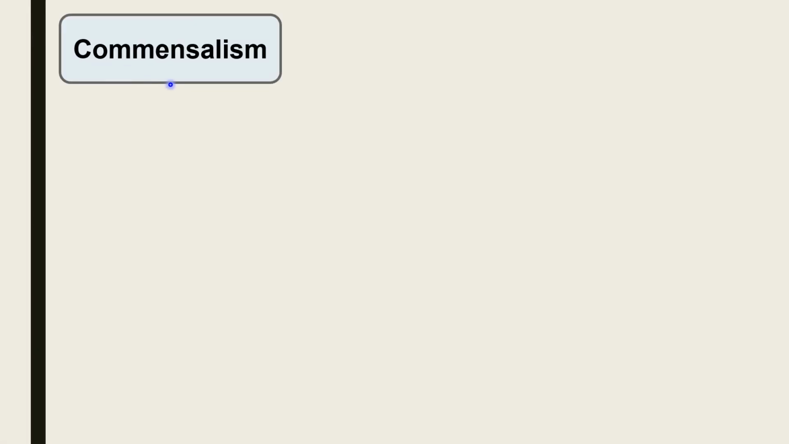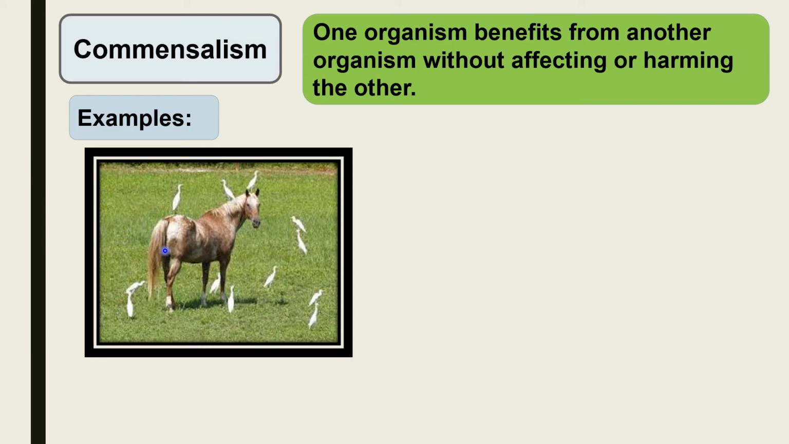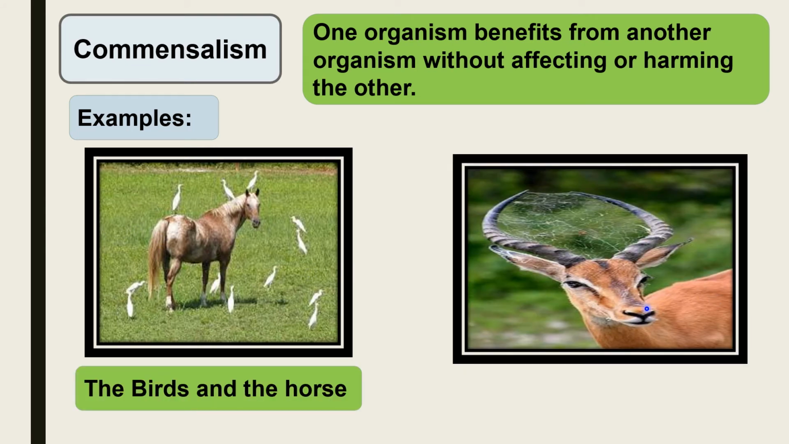Next, commensalism. In commensalism, one organism benefits from another organism without affecting or harming the other. So only one organism is benefited, and the other one has no effect or harm. Examples of these are the horse and the bird, and the deer and the spider. As you can see, the bird is standing at the back of the horse. There is no harmful effect when the bird is standing at the back of the horse.